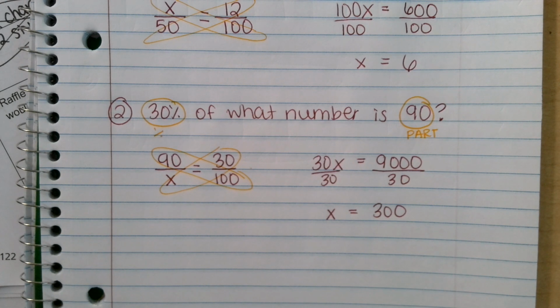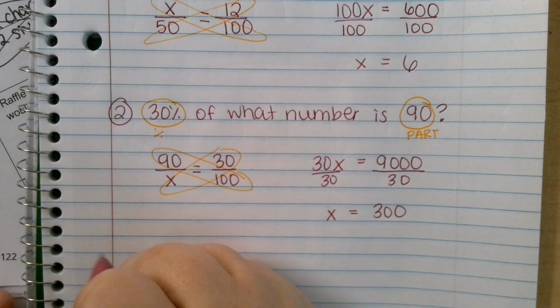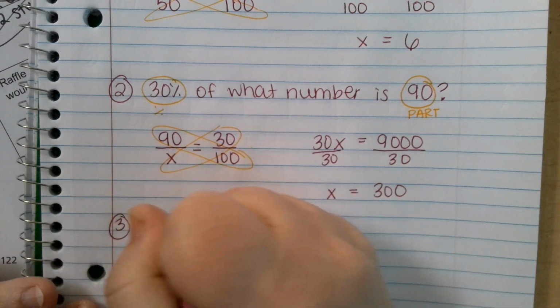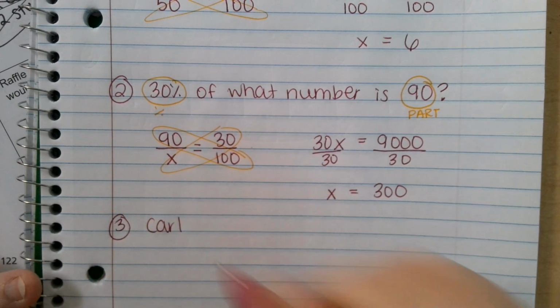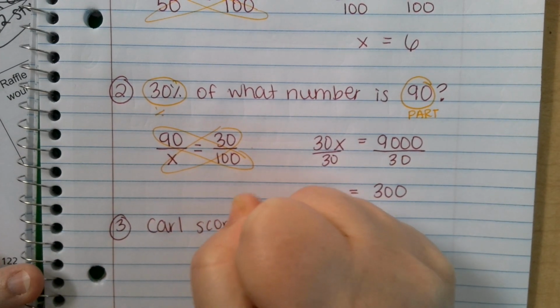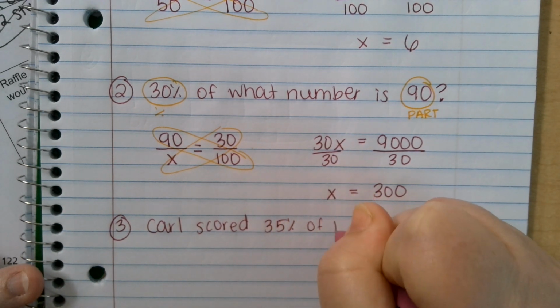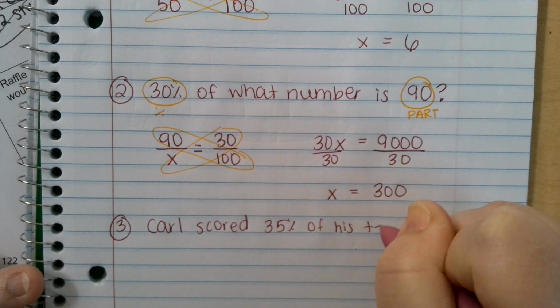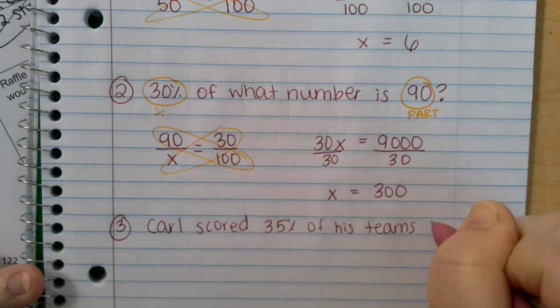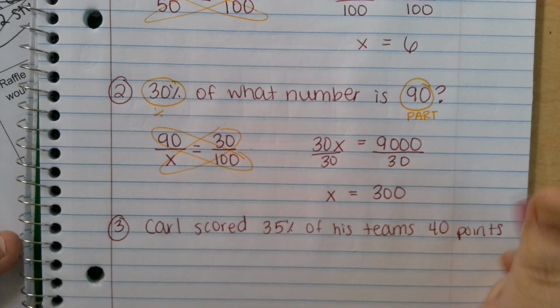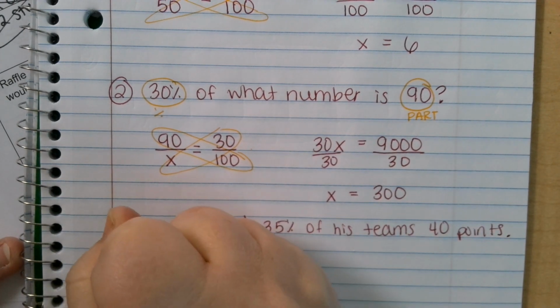All right, let's try another one. This one's going to be a word problem. Carl scored 35% of his team's 40 points. How many points did Carl score?